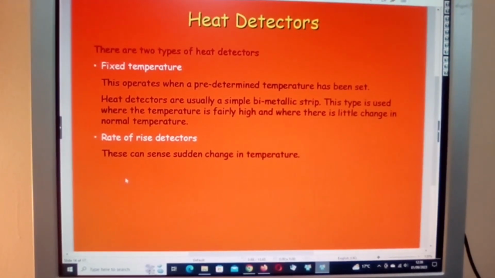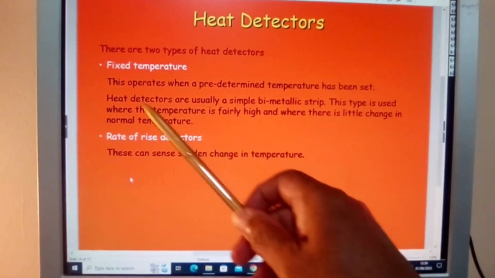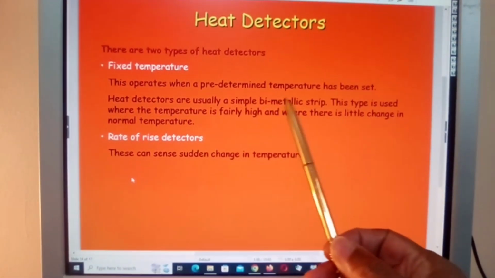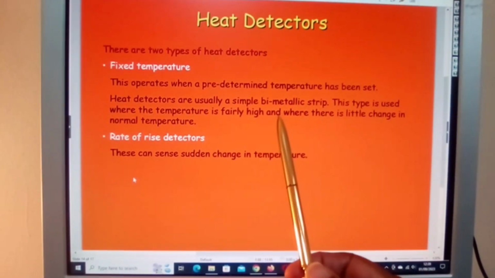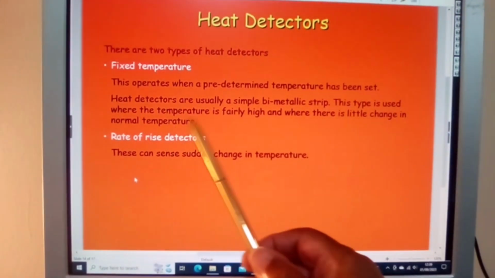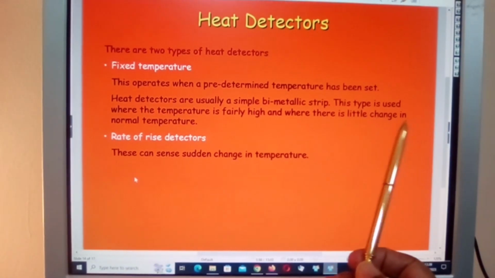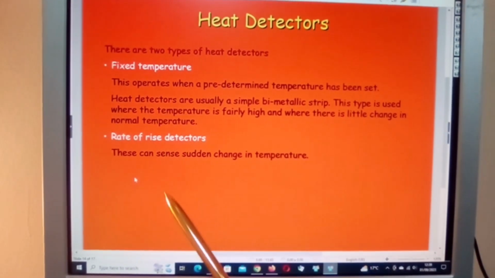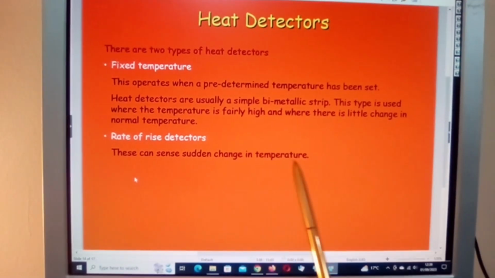There are two types of heat detectors. Fixed temperature, this operates when a predetermined temperature has been set. Heat detectors are usually a simple bimetallic strip. This type is used where the temperature is fairly high and where there is little change in normal temperature. Rate of rise detectors, these can sense sudden change in temperature.